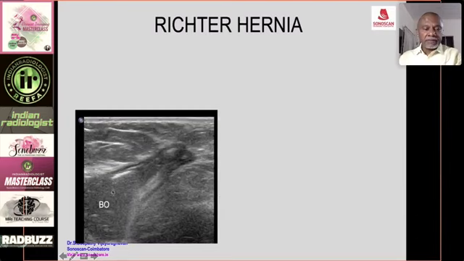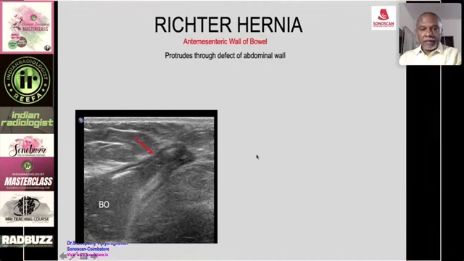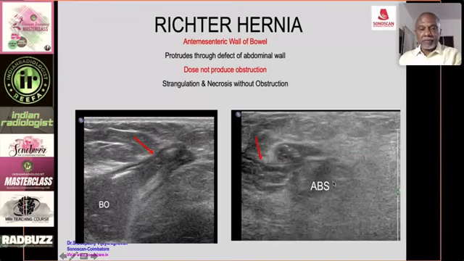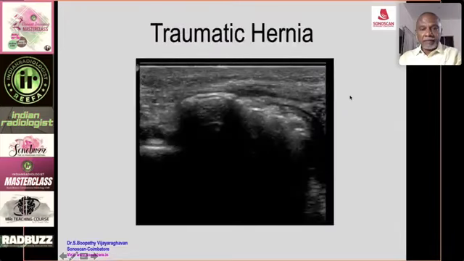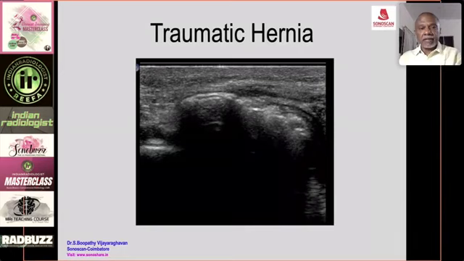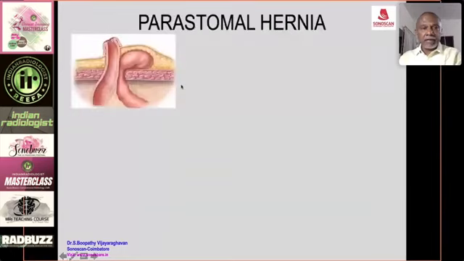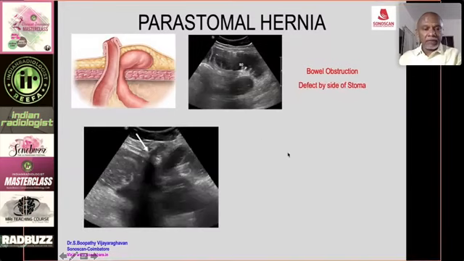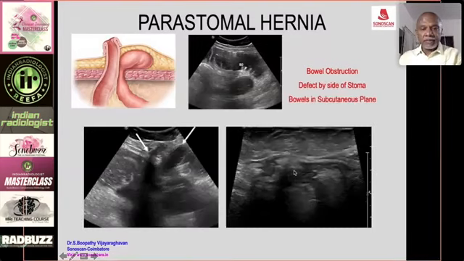Now, another case of Richter hernia: you see the bowel loop in the abdomen, normal, but part of it is protruding through the paraumbilical hernia, and then you see part of it is necrosed and produces a small abscess in the abdominal wall. Another rare type is a hernia after trauma in the lumbar region, and still more rare is parastomal hernia, by the side of a stoma, like a colostomy. By the side you see the hernia.